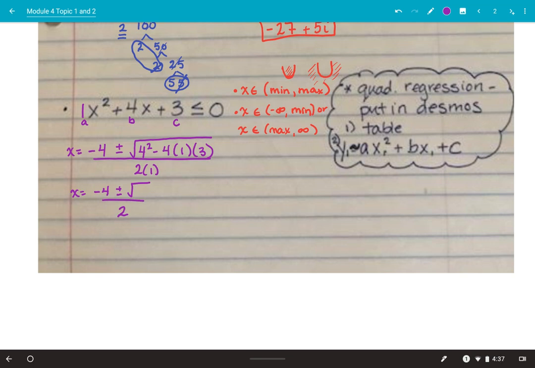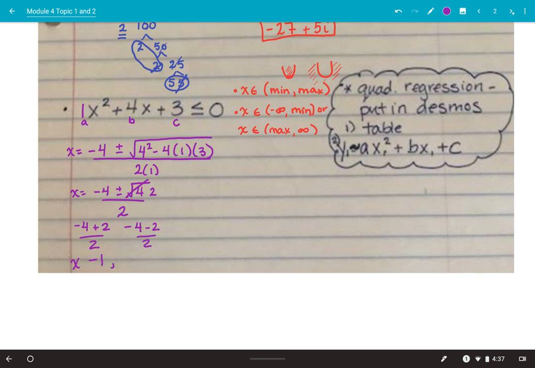So 4 squared is 16. And then 4 times 1 times 3 is 12, and you're subtracting it. So 4. The square root of 4 is 2. So we're going to go negative 4 plus 2 over 2, negative 4 minus 2 over 2. Negative 4 plus 2 is negative 2, divided by 2.